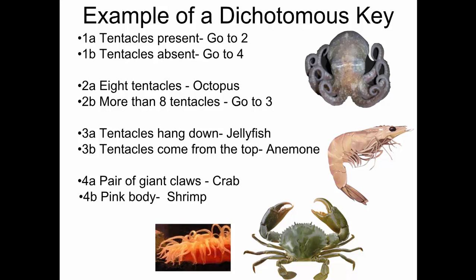All right, let's look at this one. Tentacles present or absent? Absent. I have to go to 4. Pair of giant claws or pink body? Pink body. This is a shrimp. When you eat a shrimp, most of the time you're eating just the tail.